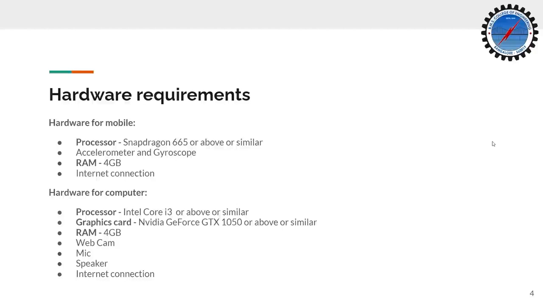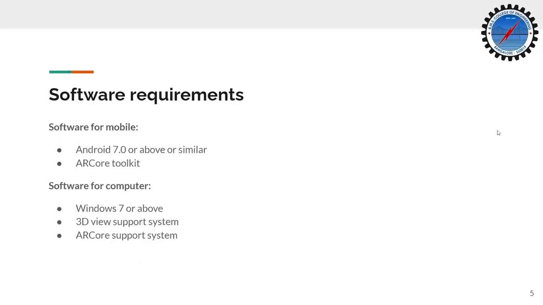And the hardware requirements for mobile is processor Snapdragon 665 or above or similar, accelerometer and gyroscope, RAM minimum 4GB, and internet connection must be there. And hardware requirements for computer is processor Intel Core i3 or above or similar, graphics card NVIDIA GTX 1050 or above or similar, RAM minimum 4GB, webcam, mic, speaker, and internet connection.